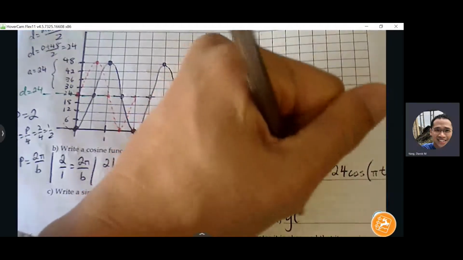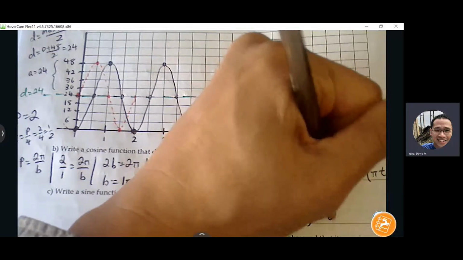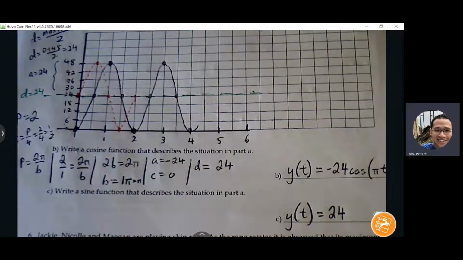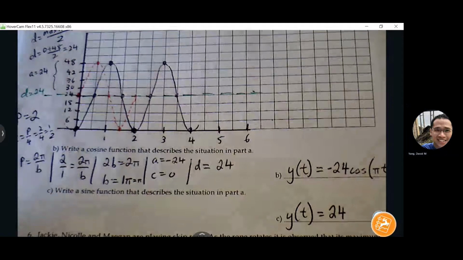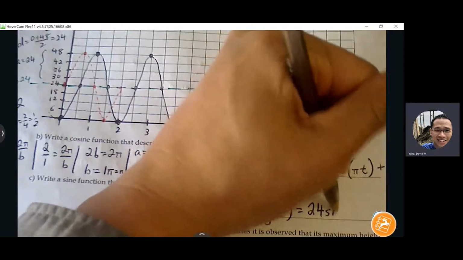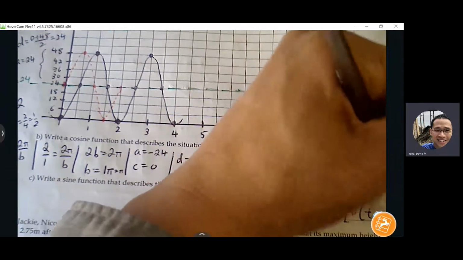So I'm going to fill in the equation of the dotted line and then just save space for the shift later.